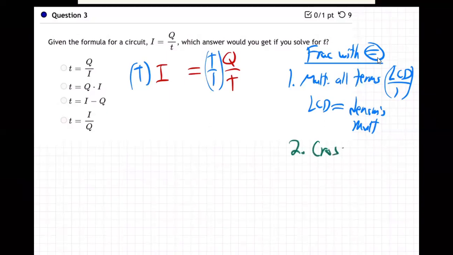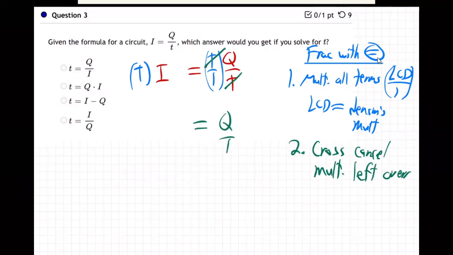And then what do you do? You cross cancel and multiply the leftovers. So I'm going to go boom, boom. What's left over here? Just Q. I mean, Q over 1, but remember, Q divided by 1 is still just Q. Anything divided by 1 doesn't change it. If I take 7 divided by 1, that's just 7. And then over here, that's just T times I, or I times T. It doesn't matter what order. When you have 2 letters, it does not matter what order you write them in.